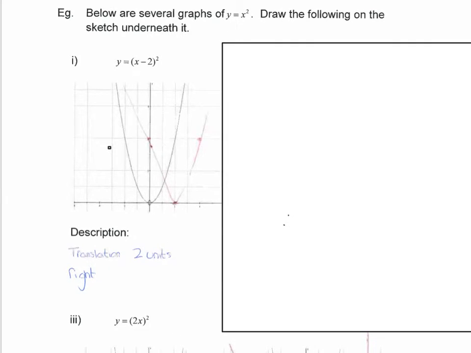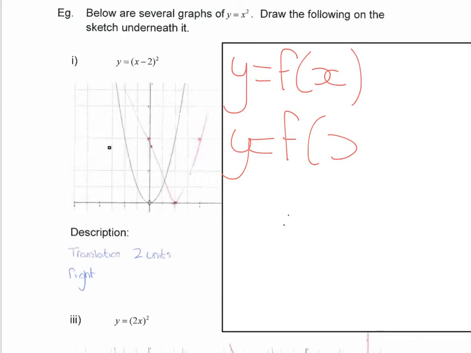Now the first one, we want to draw y equals (x minus 2) all squared. So it's asking us to do a translation. So if we put this back into our normal terms, if you look at your table, so if we start with y equals f of x, well what's happened is that x has changed to an x minus 2.